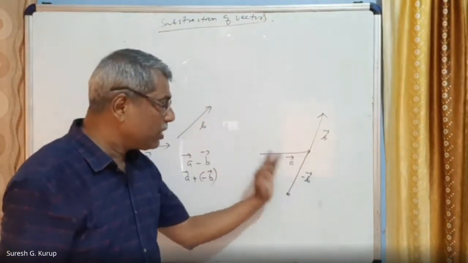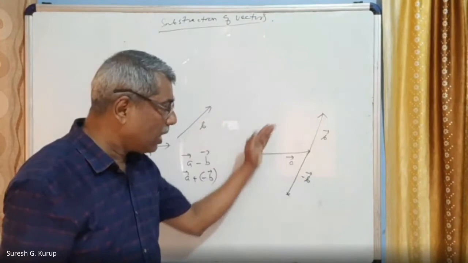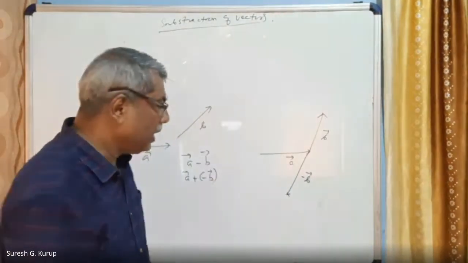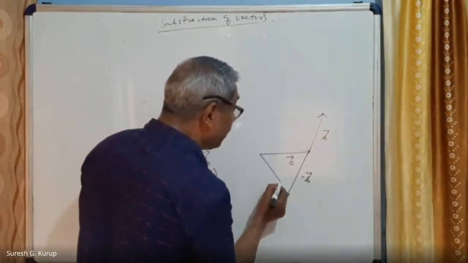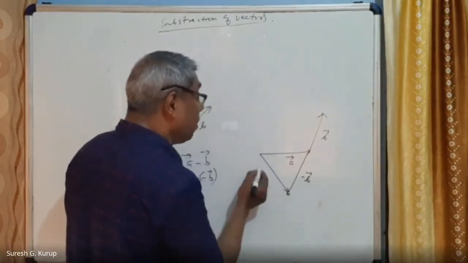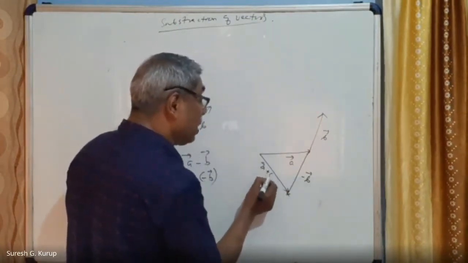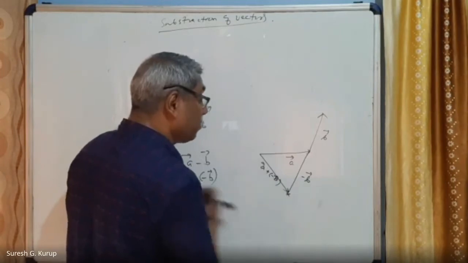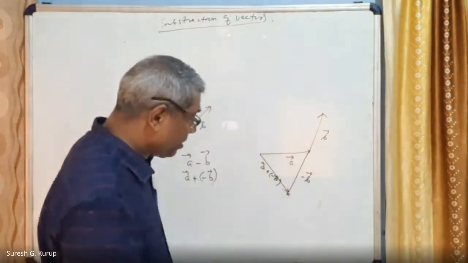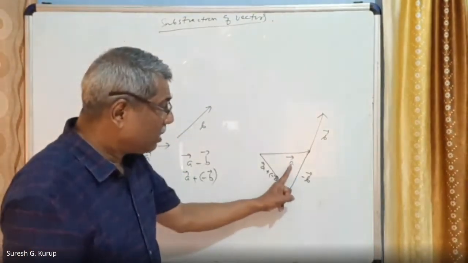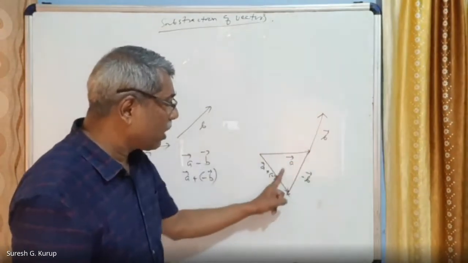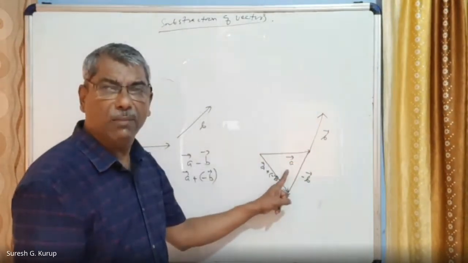Now, these two vectors are two sides of a triangle taken in order. Then the third side taken in the reversed order will be vector A plus minus vector B. So this vector B is subtracted from this vector A, giving A minus B.